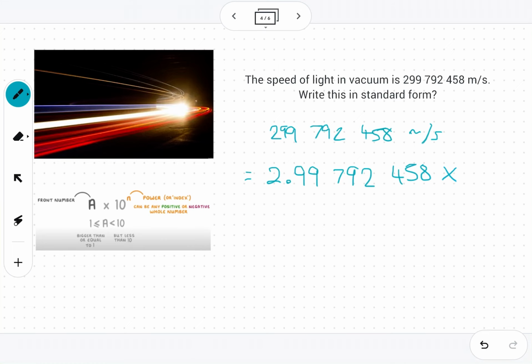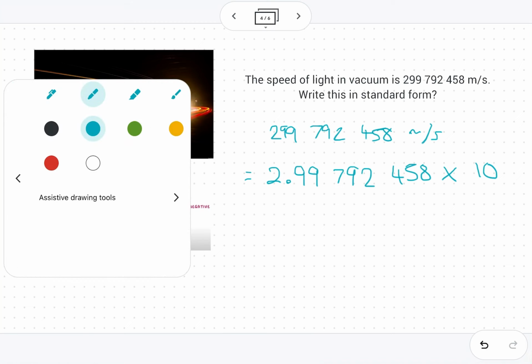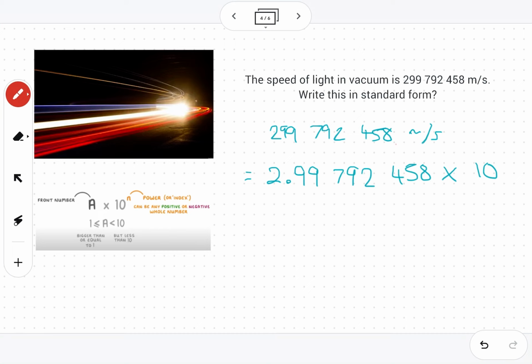2.99792458 times 10 to the power of what? Since there's no decimal point here, automatically we know that it's here. So now we are moving it to here. 1, 2, 3, 4, 5, 6, 7, 8. So it means 10 to the power of, is it 8 or negative 8? You have to look back here. This is a big number, so it must be positive 8.